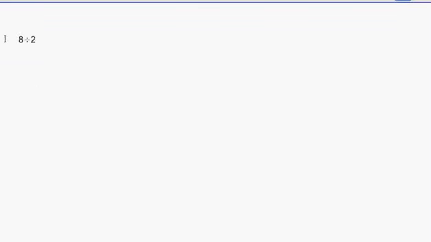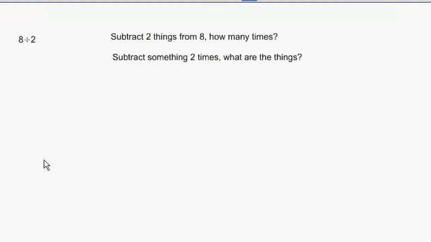So in the question 8 divided by 2, we typically say it's 8 divided into 2 pieces. What would their size be? Or we could say 8 divided into pieces of 2, how many pieces would there be? So if I'm using the subtraction method, then I might think of this question as I want to subtract 2 from 8 how many times? Or the other way I can think of it is I want to subtract something 2 times. What would that something have to be? What are the things that I'm going to subtract? So these are the two ways that we can think of our question using subtraction in our division.